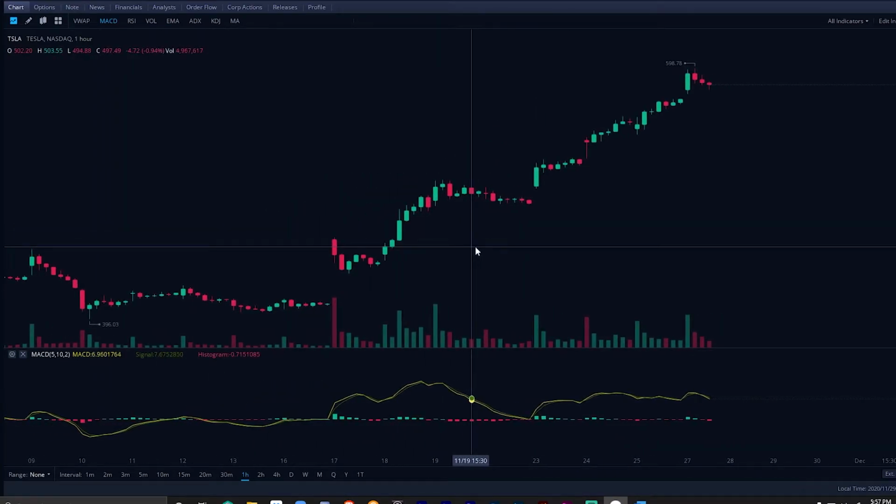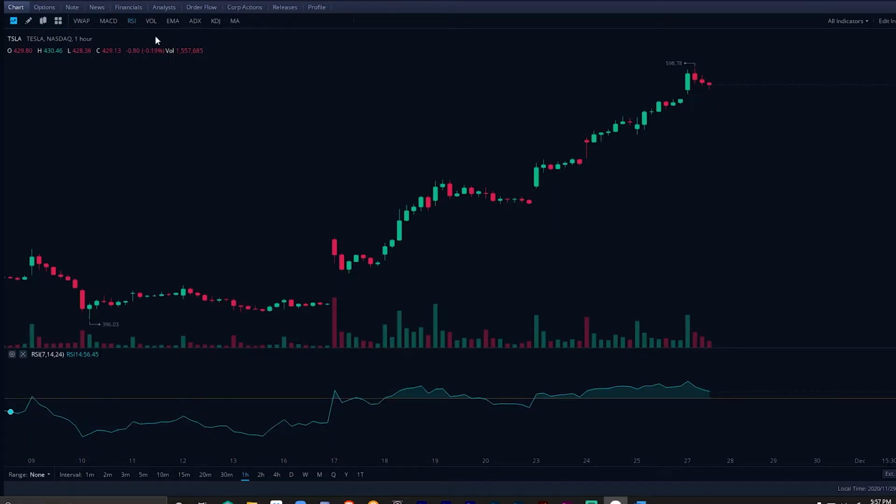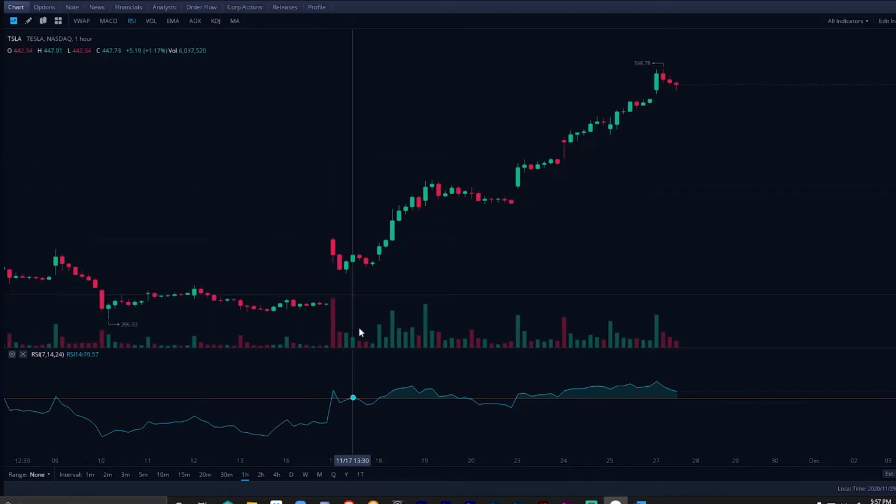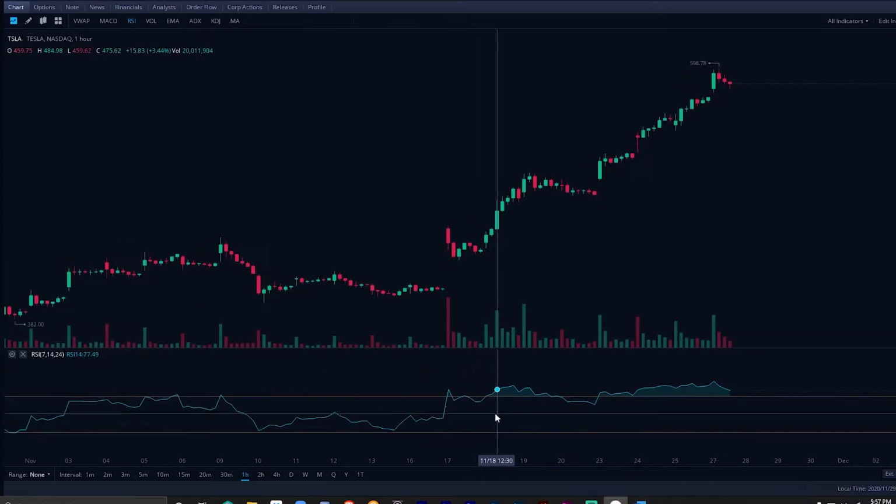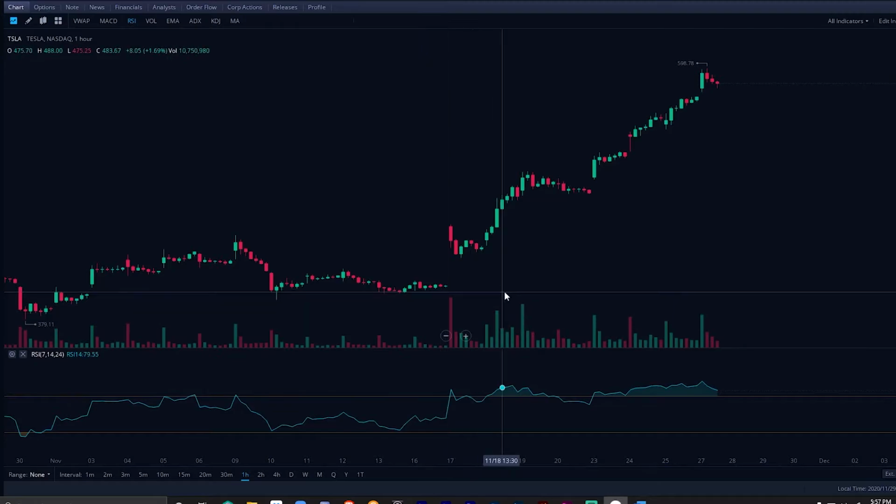Now that you understand the MACD, now let's get to the RSI. The RSI tells us how strong the trend of the stock is going, whether it's getting overbought or oversold. This tells us should it be really an opportunity for us to get in.